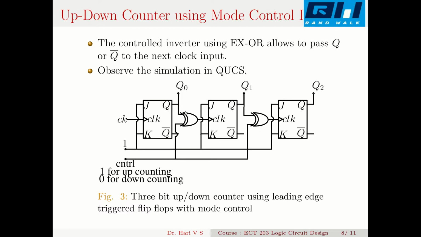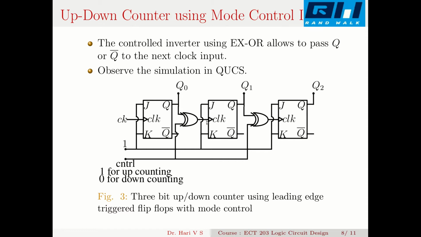So I can easily make a controlled inverter with an XOR gate. So the Q output of the first stage is connected to an XOR, and the other input is connected to a mode control. Here also the Q1 is connected to the clock of Q2 through a controlled inverter with XOR gate, one input of which is connected to the mode. So if this mode control is a 1, then Q bar appears at the clock. If this mode control is a 0, what will happen? Q appears at the clock.